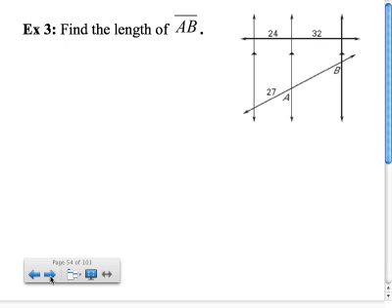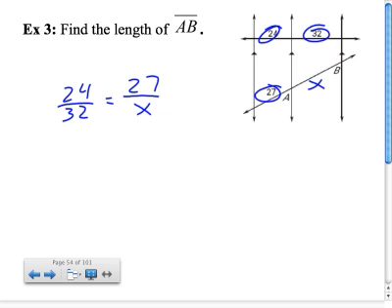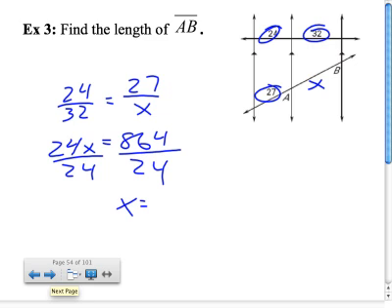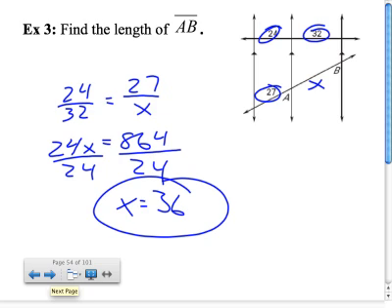All right, so when I look at this example here, the way I would see it is I would do 24 over 32. And since I did 24 first, I better do 27 first down here. So I do 27 over, call the length of AB x. And now we're right back to square one. We're going to cross multiply here, so I get 24x equals 32 times 27. So when I plug that in, I get 864. And now I know I've got to divide both sides by 24 to get x by itself. So I do divided by 24. x equals 36, and 36 was represented AB, so I don't have to do anything else there. It's not like I have to plug it back in or anything.